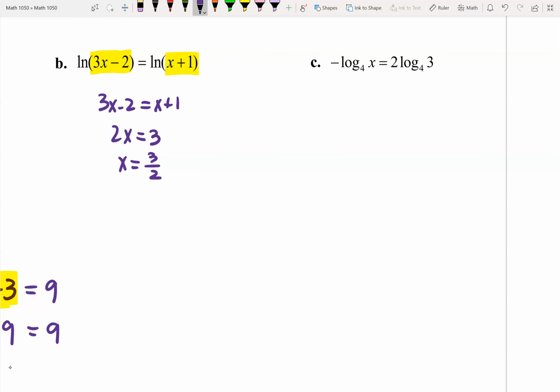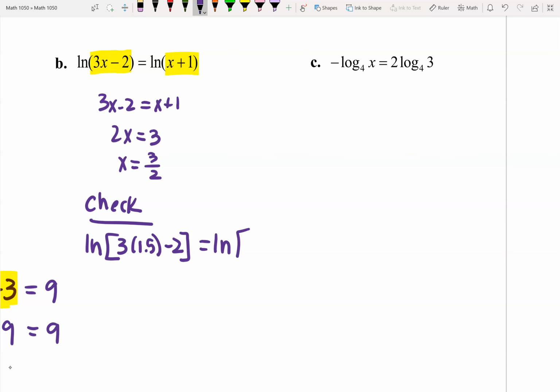Yes? So what you were saying is, even if our answer is right, and we check it with the log of a negative, then it's not good. Correct. And we're going to run into that in just a second to clear that up for you. Everybody write the word check. And then I want you to go ln bracket 3, 1.5 minus 2, close your bracket, equals ln bracket 1.5 plus 1, close your bracket. This is what your check must look like.